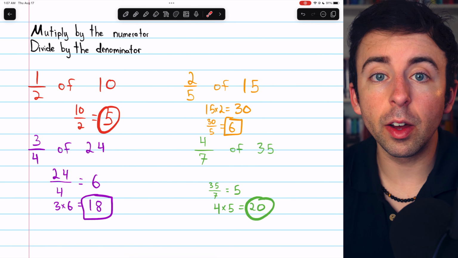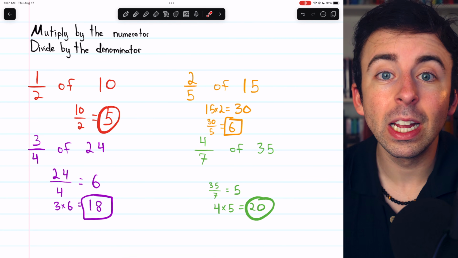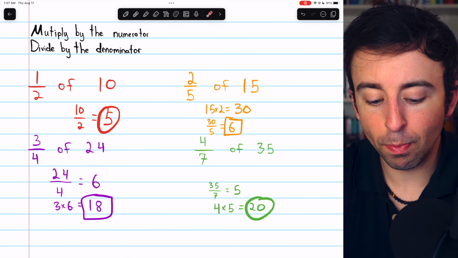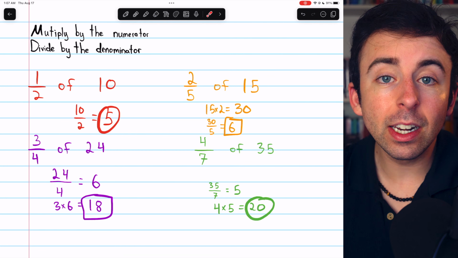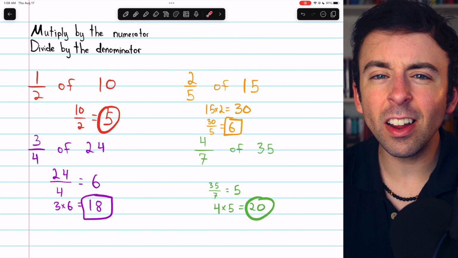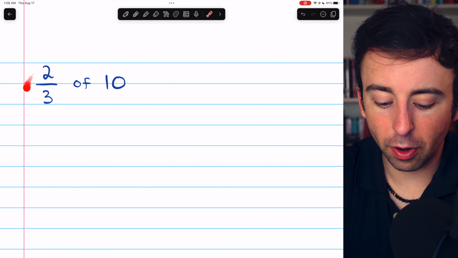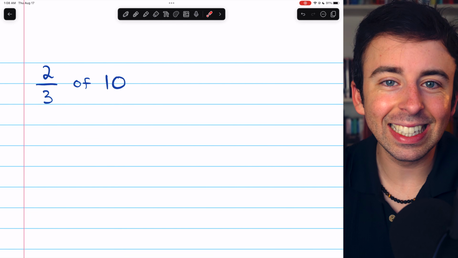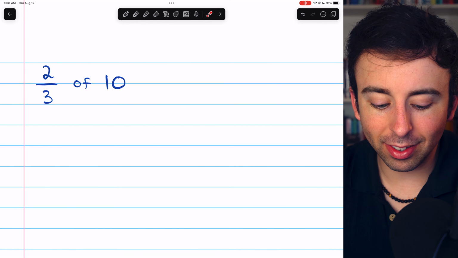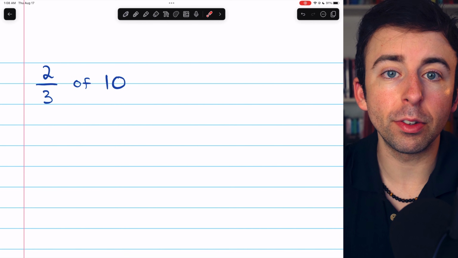To take a fraction of a whole number, you just need to multiply the fraction by the whole number. And the way that is done is through multiplying by the numerator and dividing by the denominator. However, you should notice that it's not always going to work out quite this nicely. In this example, 2/3 of 10, we can't cleanly do the division because 3 does not go into 10, but the problem is still pretty straightforward.